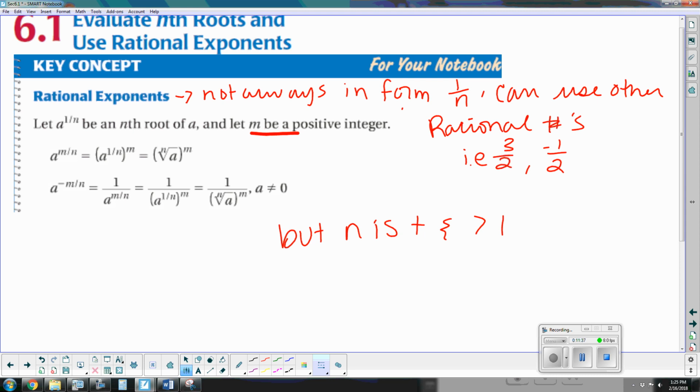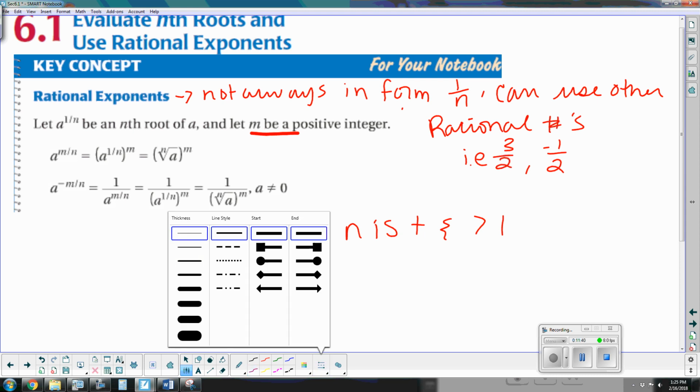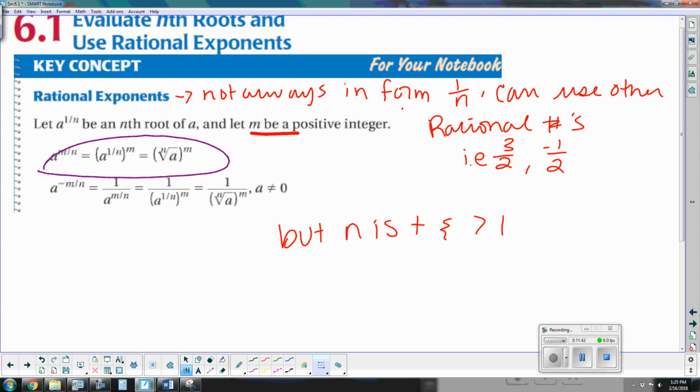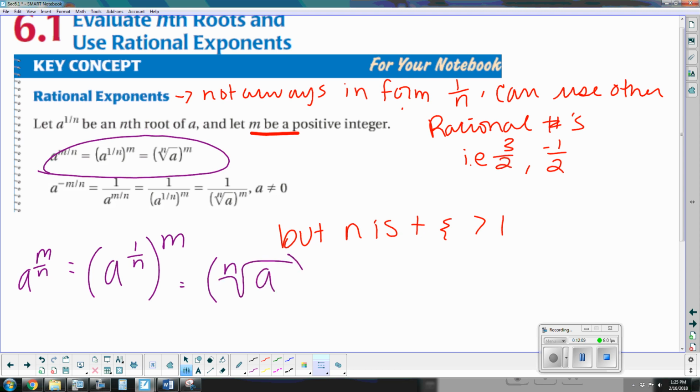So let's look at this first example. a to the m over n. That's the same as saying a to the 1 over n times m. So think of your rules of exponents. And that's also the same as saying the nth root of a to the m power.